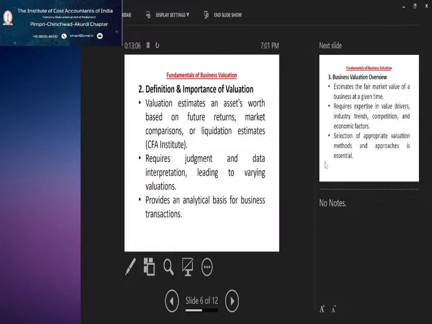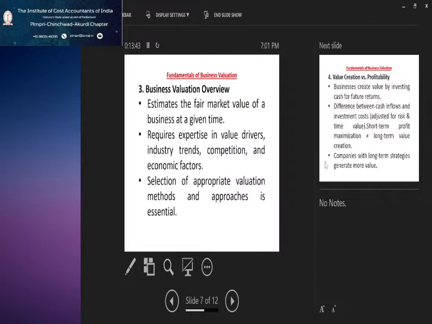That's what valuation is. Again, it requires judgment and data interpretations leading to varying valuations. So there are various judgmental approaches that are required to be maintained and followed in terms of valuation. And over a period of time, it has become an expertise judgmental value for valuations, and a lot of data crunching and data interpretation is required, thereby leading to various approaches of valuation. In a way, valuation provides an analytical basis for business transactions. So that's how the definition and importance of valuation is.